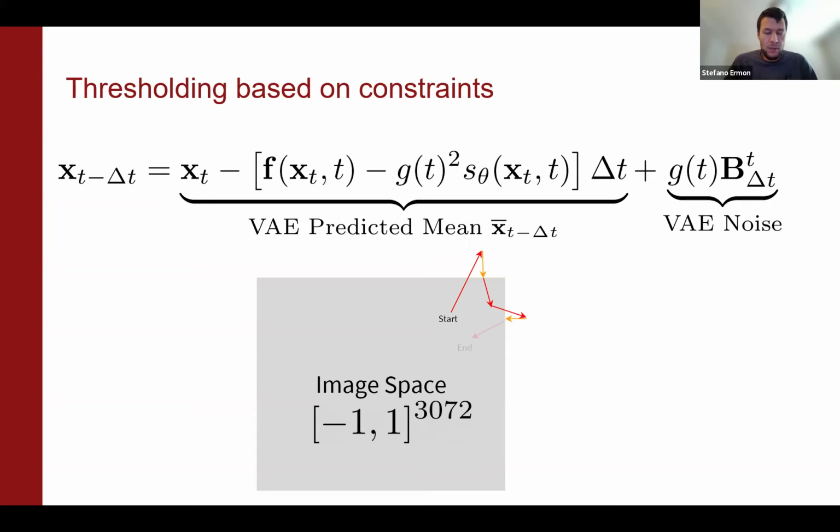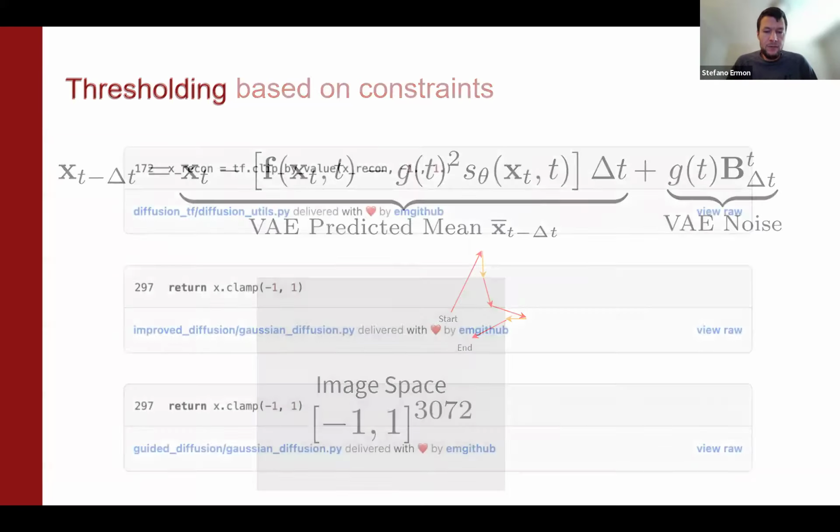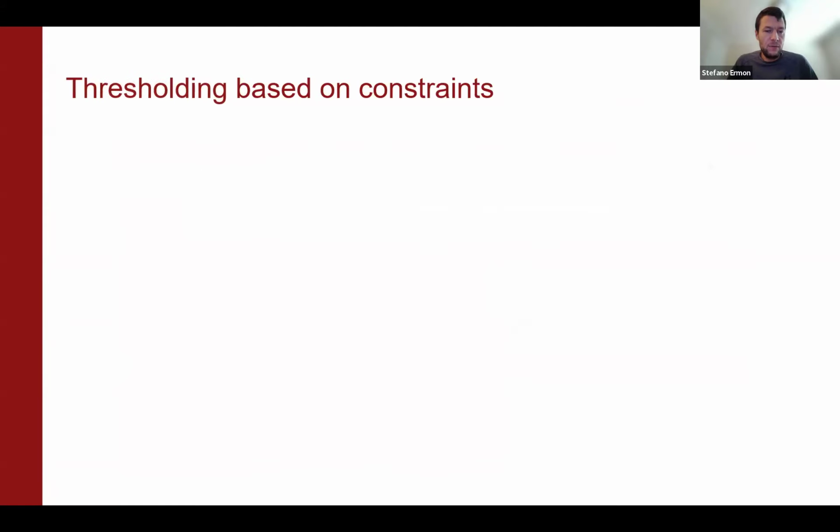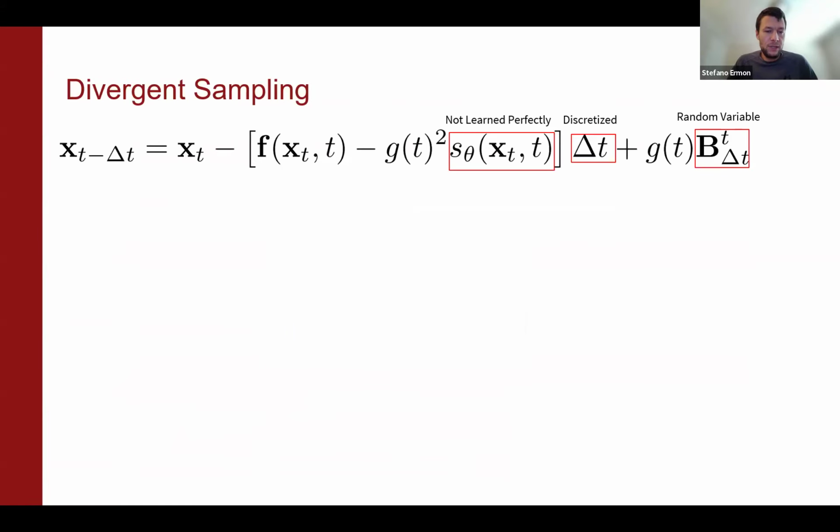And this is what people do. It's very important that you do it. If you don't do it, the methods just break down. Here I'm showing you how it's actually implemented in a lot of the key diffusion repos that you can find on GitHub. You do have to clip, you do have to clamp, otherwise you get these really weird sampling effects like the ones that I was showing before. This is what happens if you don't do it.